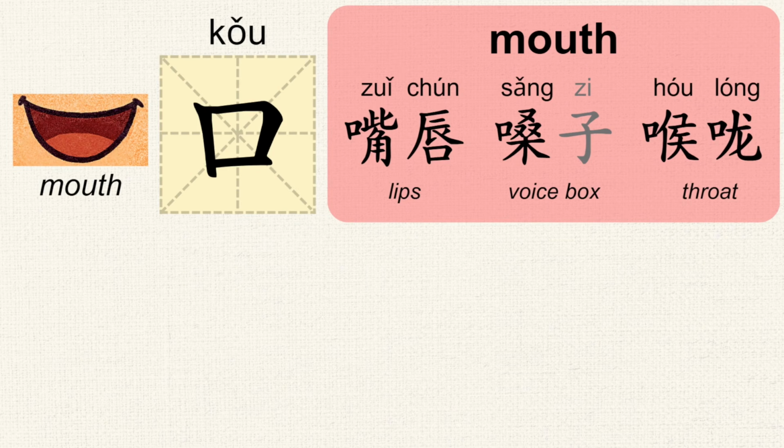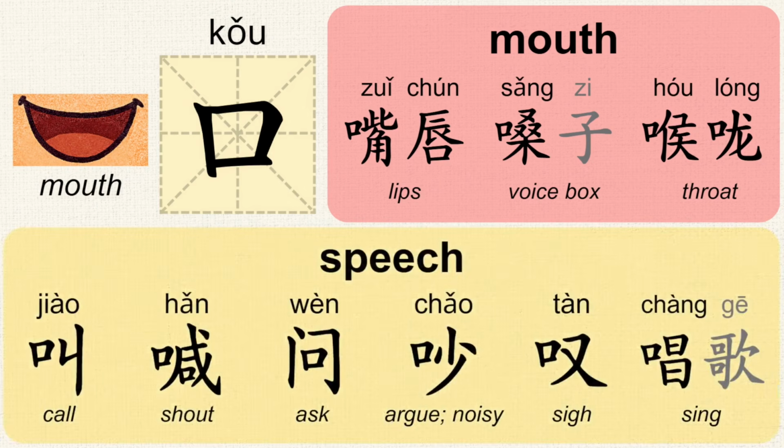Again, if we ask ourselves what the primary function of the mouth is, it is quite clearly speaking. Jiao is to call or to be called. Han means to shout. Wen means ask. Chao means to argue, but it can also refer to some place that is noisy. Tan means to sigh, and chang means to sing.